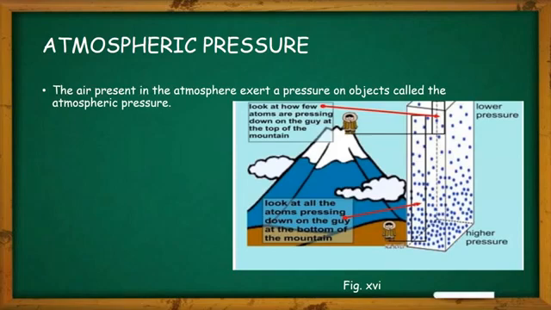So one interesting example we can say is that at higher altitudes, where the atmospheric pressure is low as compared to the Earth's surface, nose bleeding occurs.